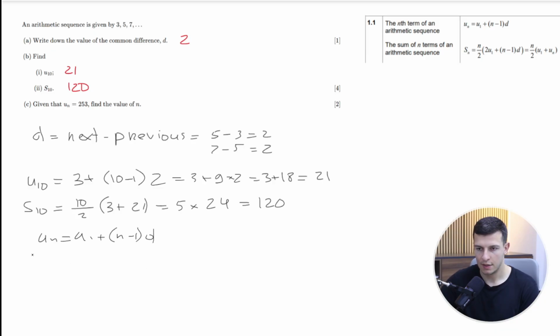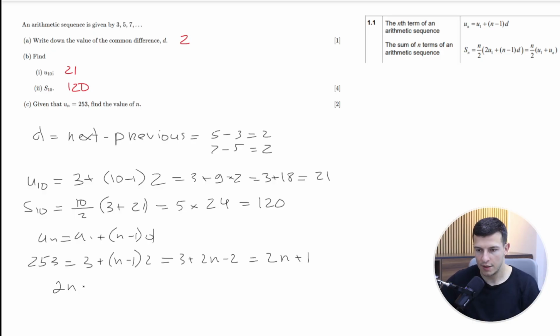Now in this case, Un is equal to 253. We don't know what n is, but we do know what U1 is, which is 3. We do know what d is, which is 2. So we just have to solve this linear equation. I'm just going to open the bracket here. 3 plus 2n minus 2. Further simplify: 2n plus 1. So 2n plus 1 equal to 253.